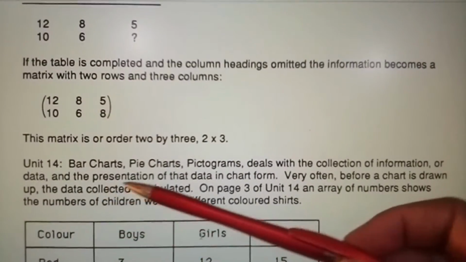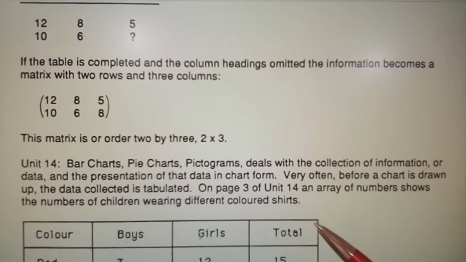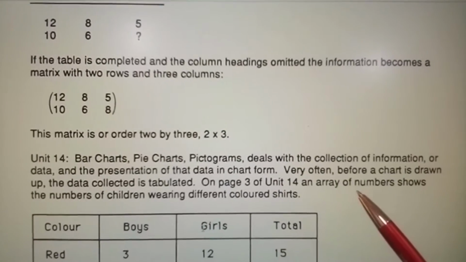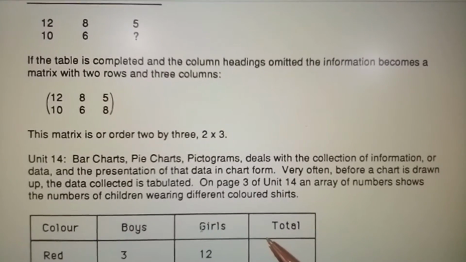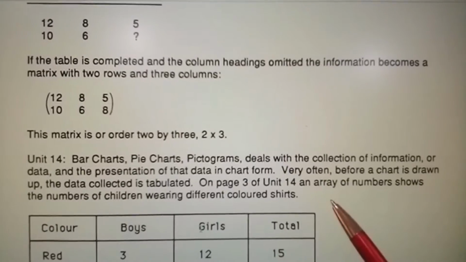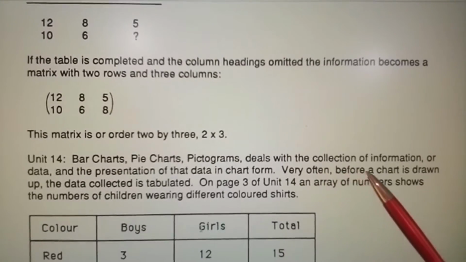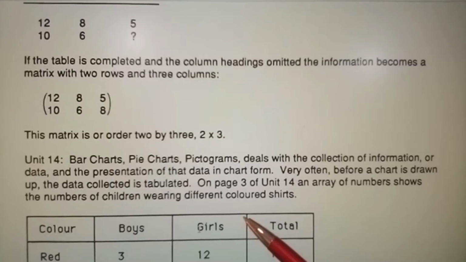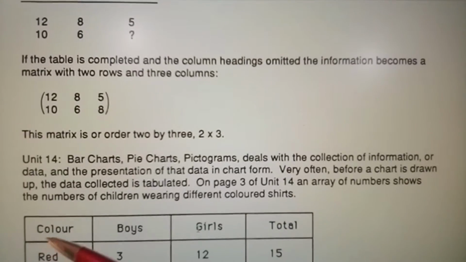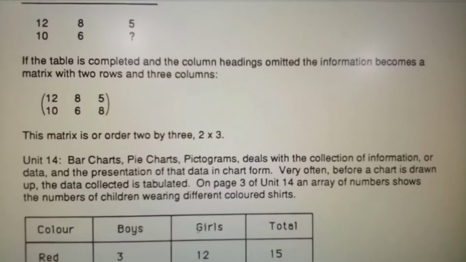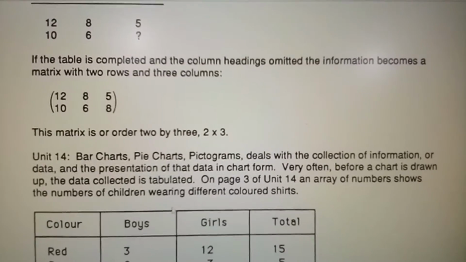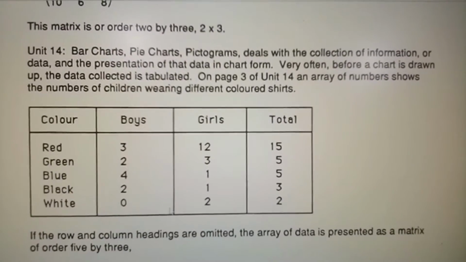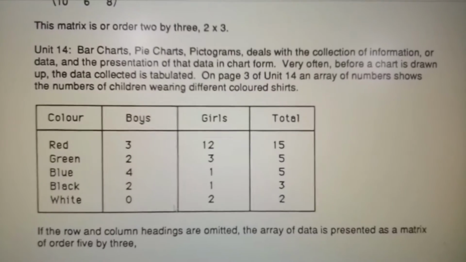Now, if we were to consider bar charts, pie charts and pictograms, which deal with the collection of information, and you should all be familiar with these anyway, or data and the presentation of that data in chart form. Very often, before a chart is drawn up, the data collected is tabulated. On page 3 of Unit 14, an array of numbers shows the number of children wearing different colored shirts. So we're going to tabulate the different colored shirts to give us an idea as to how we can put our information into the form of a matrix.